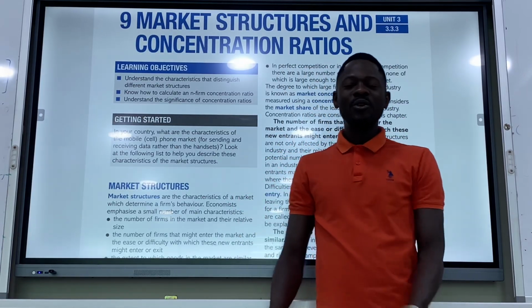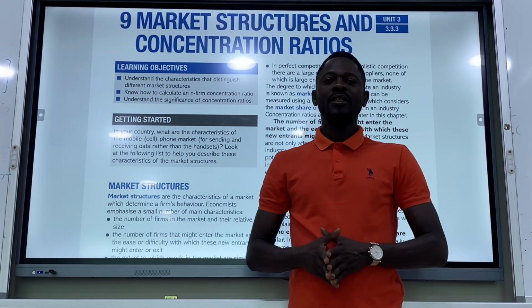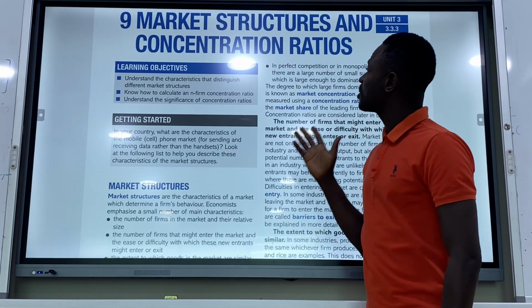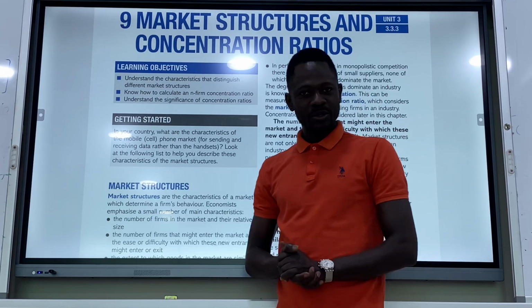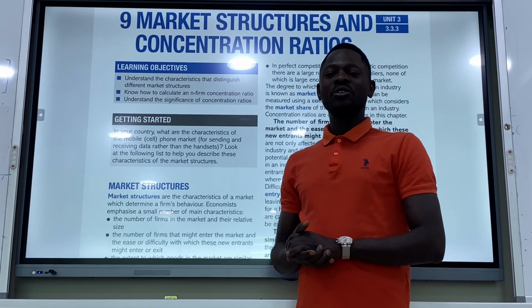Good day once again. We'll continue with our economics A level, chapter 9, market structures and the concentration ratios. So we're going to focus first on market structure. When we talk about market structure, what does market structure imply?